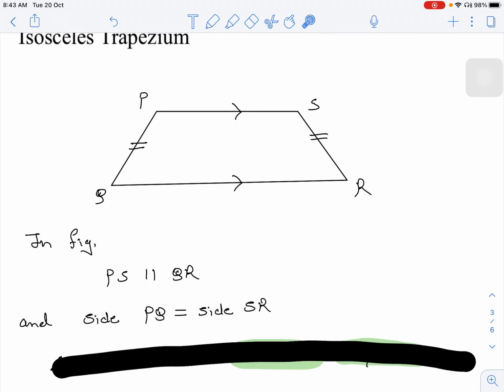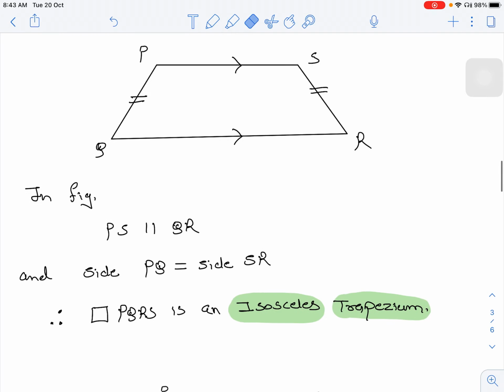Now, in this figure, PS is parallel to QR and side PQ is equal to side SR. Therefore, we can say that quadrilateral PQRS is an isosceles trapezium. Okay, hope this concept must be clear to you when a given quadrilateral will be a trapezium and when it will be an isosceles trapezium.